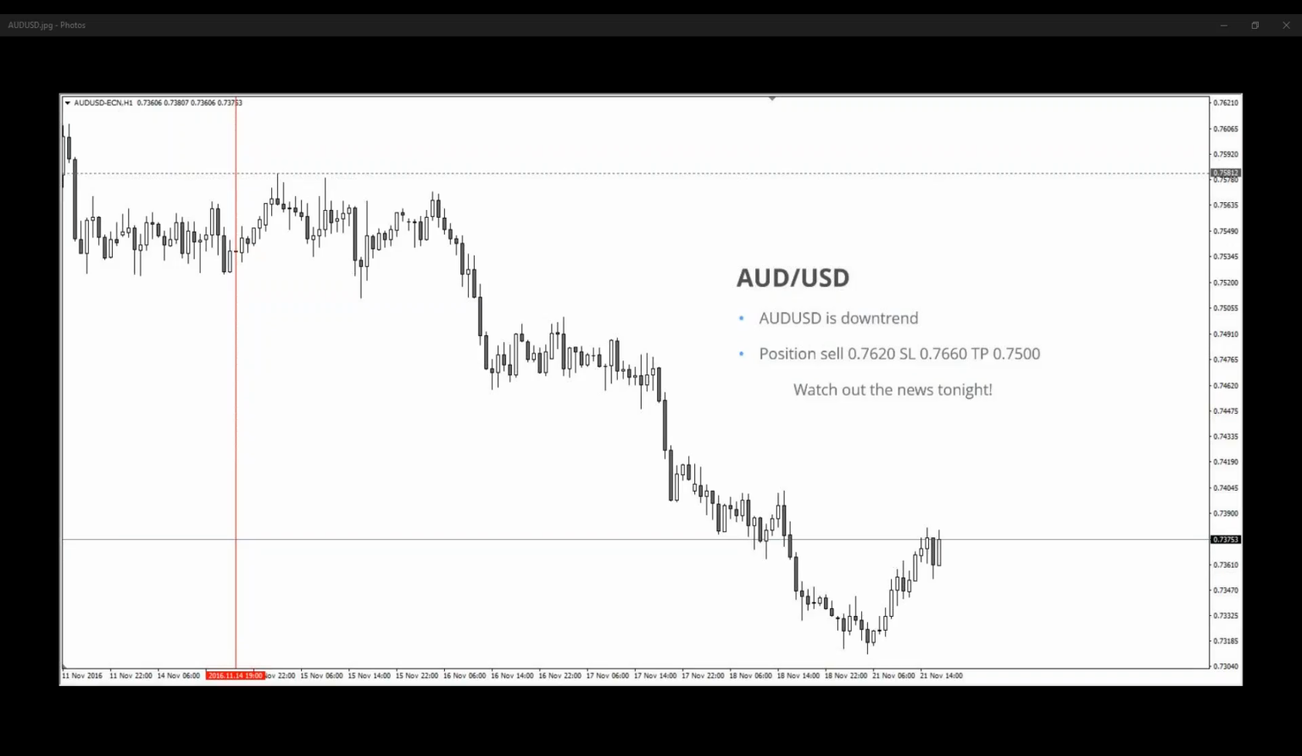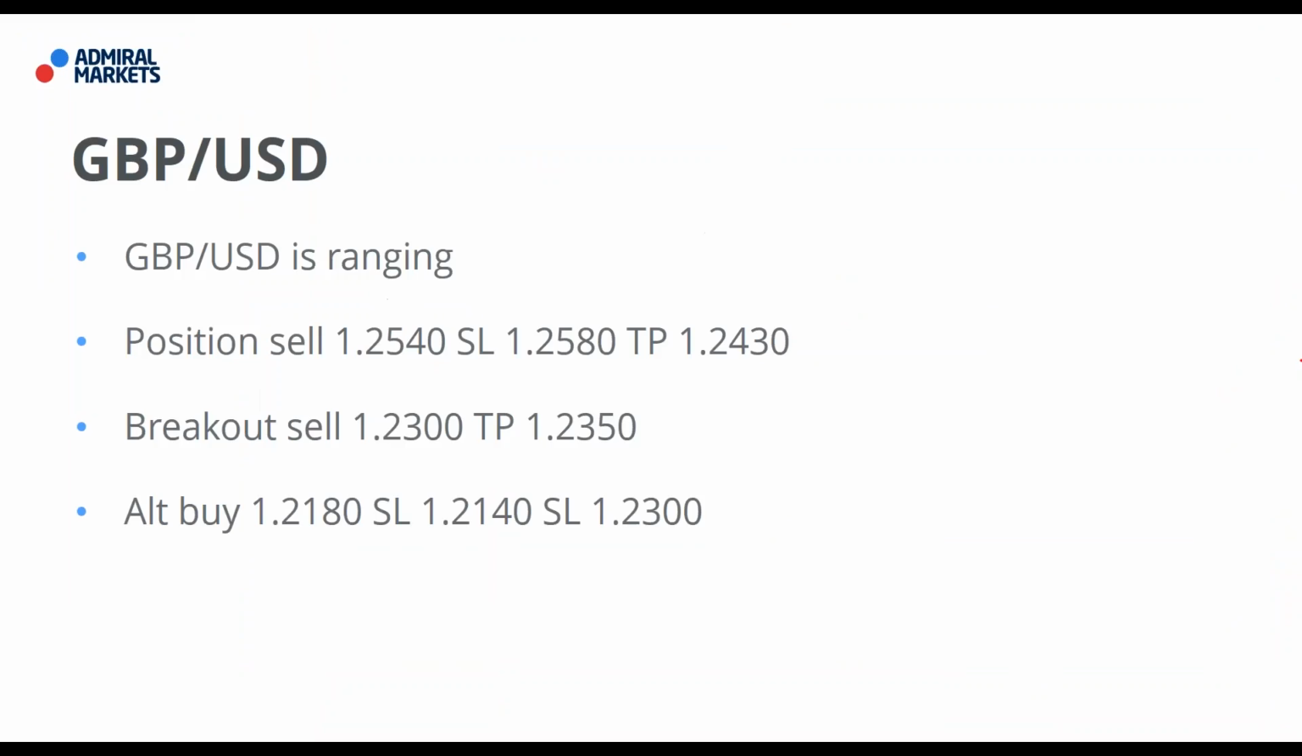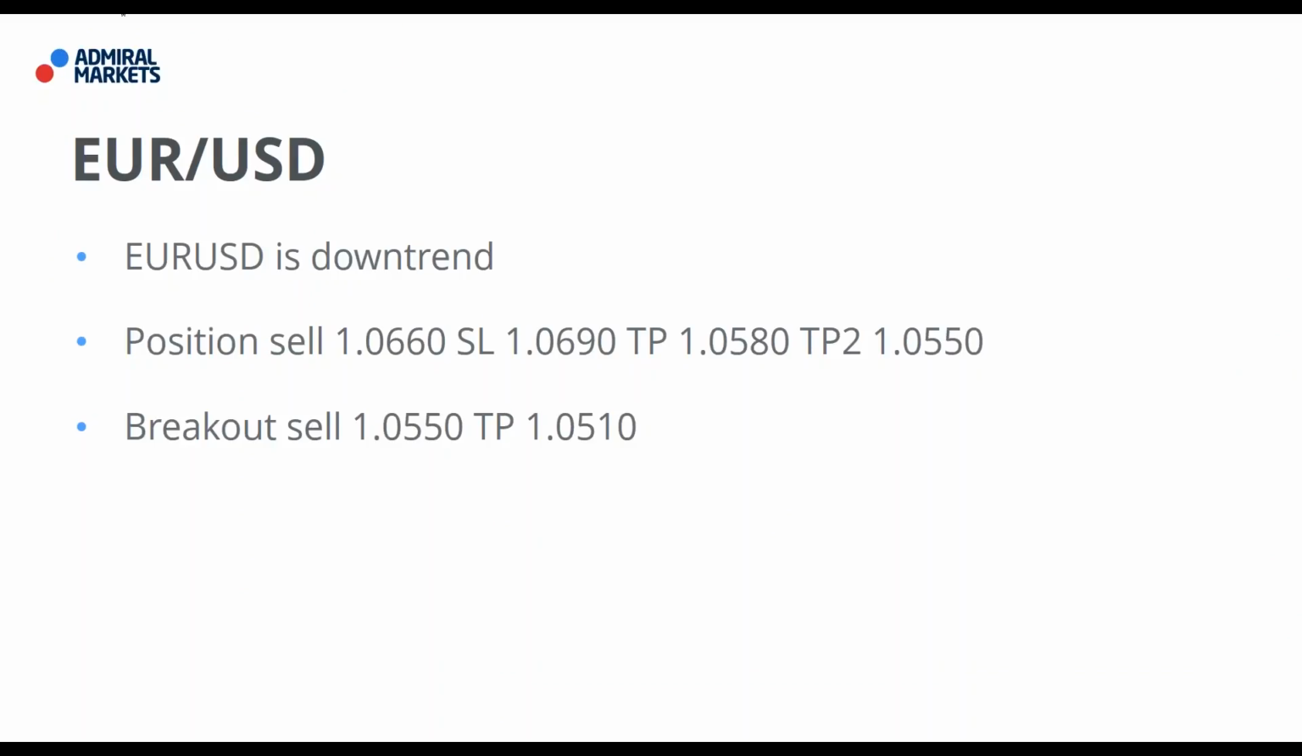Now, guys, let me show you this week's setups. Okay, so first we have euro dollar. I will again sell euro dollar rally. For me, it's still sell on rallies. And we could see that euro dollar is indeed sell on rallies, because this pair is also very, very good to trade. And at this point, it's in a good trend. So I will look to sell at 1.0660. Stop loss will be 0.690, TP 1.580, TP2 1.550. So this is my setup for euro dollar.